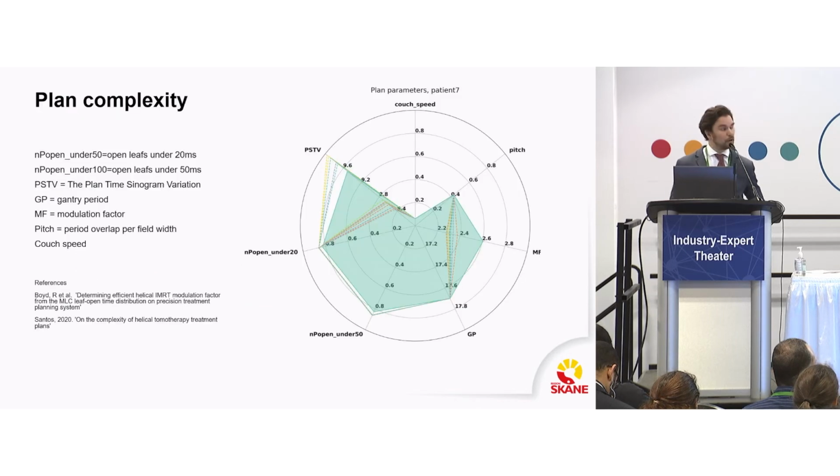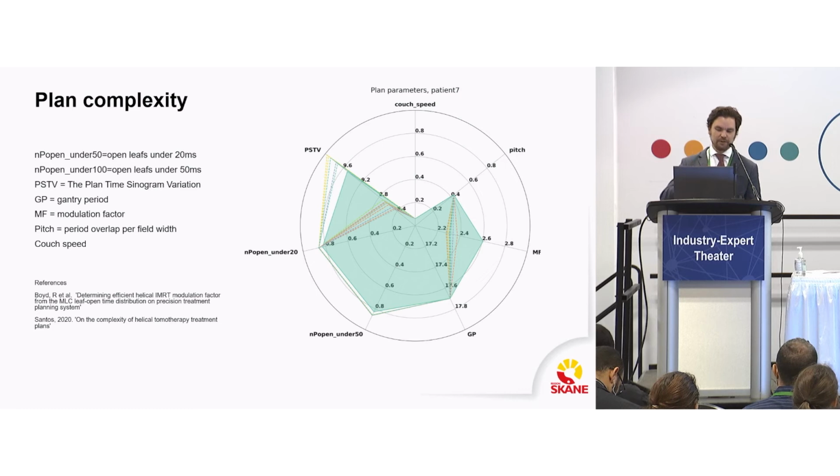So we looked over the plan complexity on these adaptive plans, and here you have a number of different complexity metrics. It's how many MLC patterns you have open during the entire treatment. You have the gantry period, even the calculated plan delivery time, variations, couch bed pitch, and so on. The reference plan here is in the filled colors, and the dashed colors are all the adaptive plans for that patient. So generally, here we have a few plans that are more complex than the reference plan.